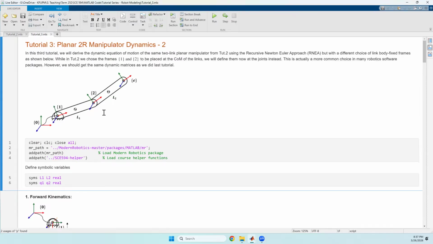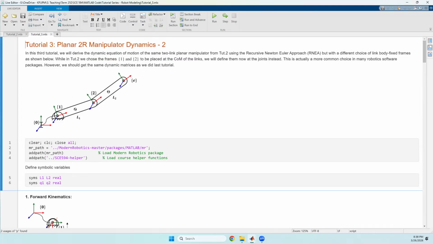What we're going to be doing here is placing the frames 1 and 2 at different points. We're going to be placing them at the joints that connect the link to its pair. So we're going to place frame number 1 not at the center of mass of the link, but at the joint connecting it to link number 0. The same also for frame 2. We're going to place it not at the center of mass, but at the joint connecting it to link number 1, and so on. Frame 0 and frame E are exactly the same.